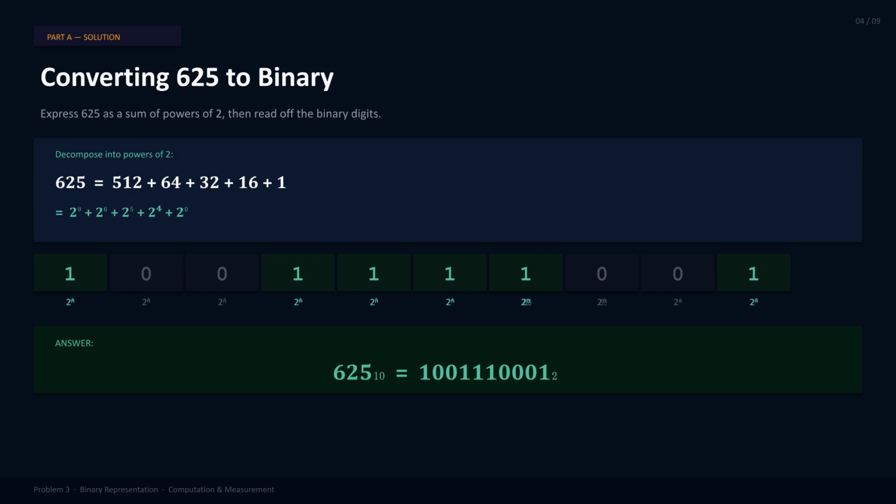To convert 625 to binary, we express it as a sum of powers of 2. 625 equals 512 plus 64 plus 32 plus 16 plus 1, which corresponds to 2 to the 9th power plus 2 to the 6th, 5th, 4th, and 0 power. The binary representation is 1,001,110,001 with a base of 2.